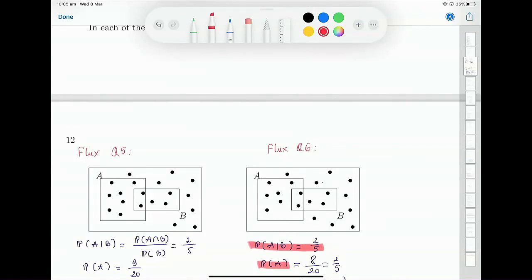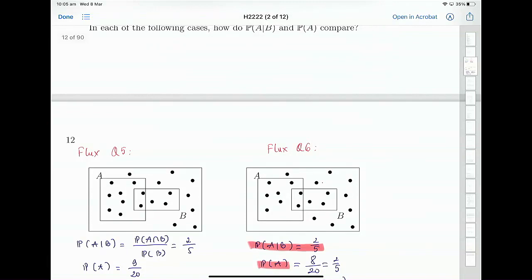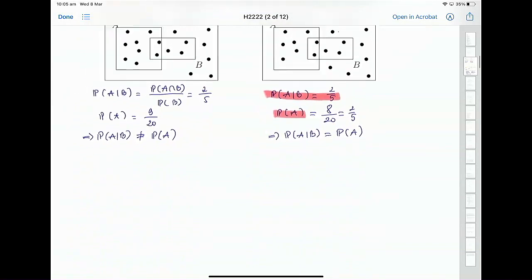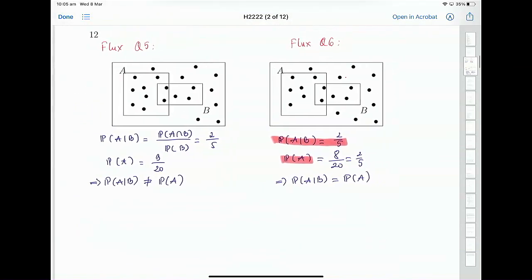So we call this phenomenon independence. A and B are independent if you have the probability of A given B equal to the probability of A. So in the right hand side picture, we have the probability of A given B equal to the probability of A.